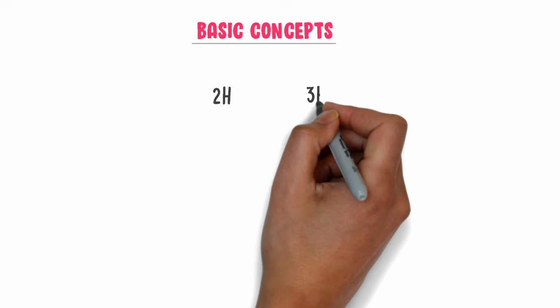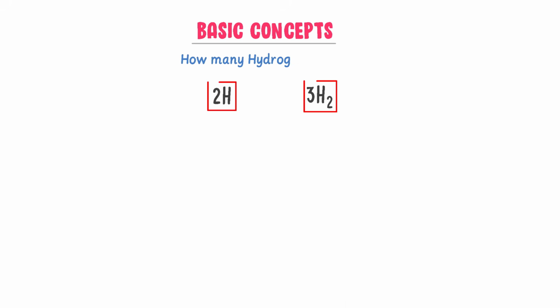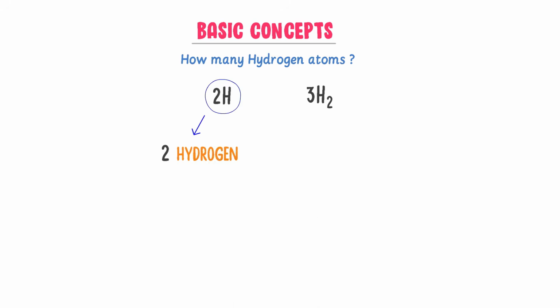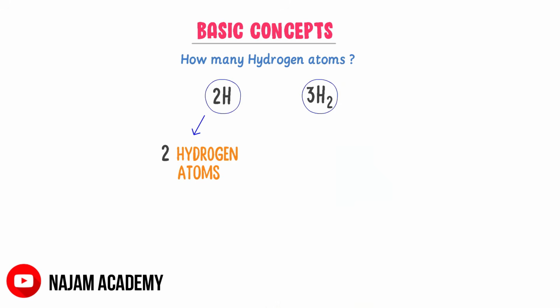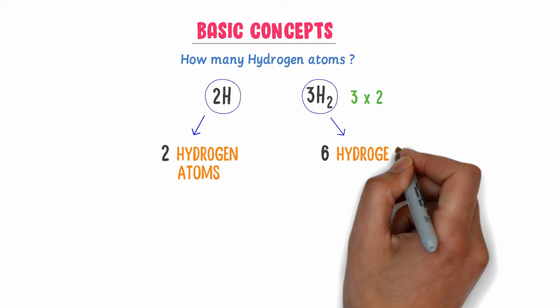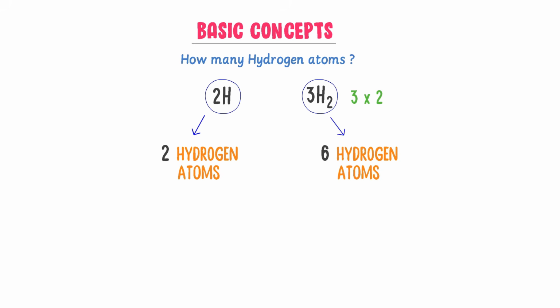For example, if I write 2H and 3H2, do you know how many atoms of hydrogen there are in them? Well, this 2H means that there are 2 hydrogen atoms present in it. While this 3H2 means that there are 3 into 2 times hydrogen atoms. So there are 6 hydrogen atoms present in it.